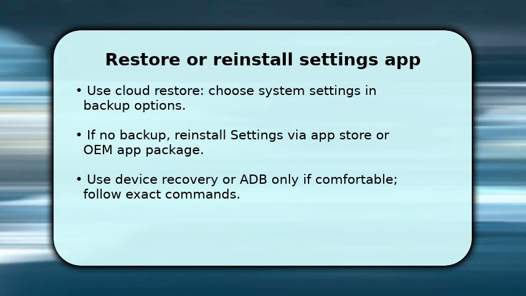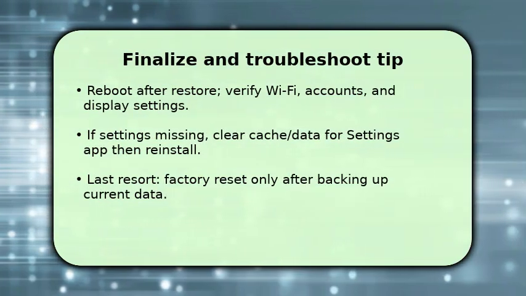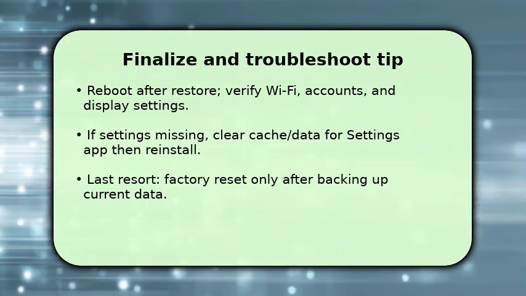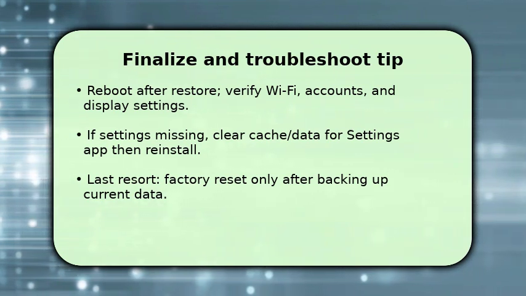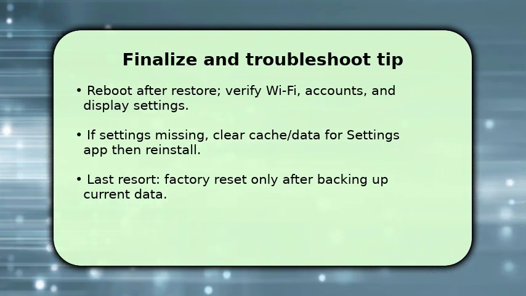system APK. Finish by rebooting the device to let restored settings apply, then verify key items like Wi-Fi networks, accounts, and display preferences. If some options remain missing, clear cache and data for the settings app and reinstall the package. This often resolves corrupted configurations. Make sure to reapply any two-step verification logins.